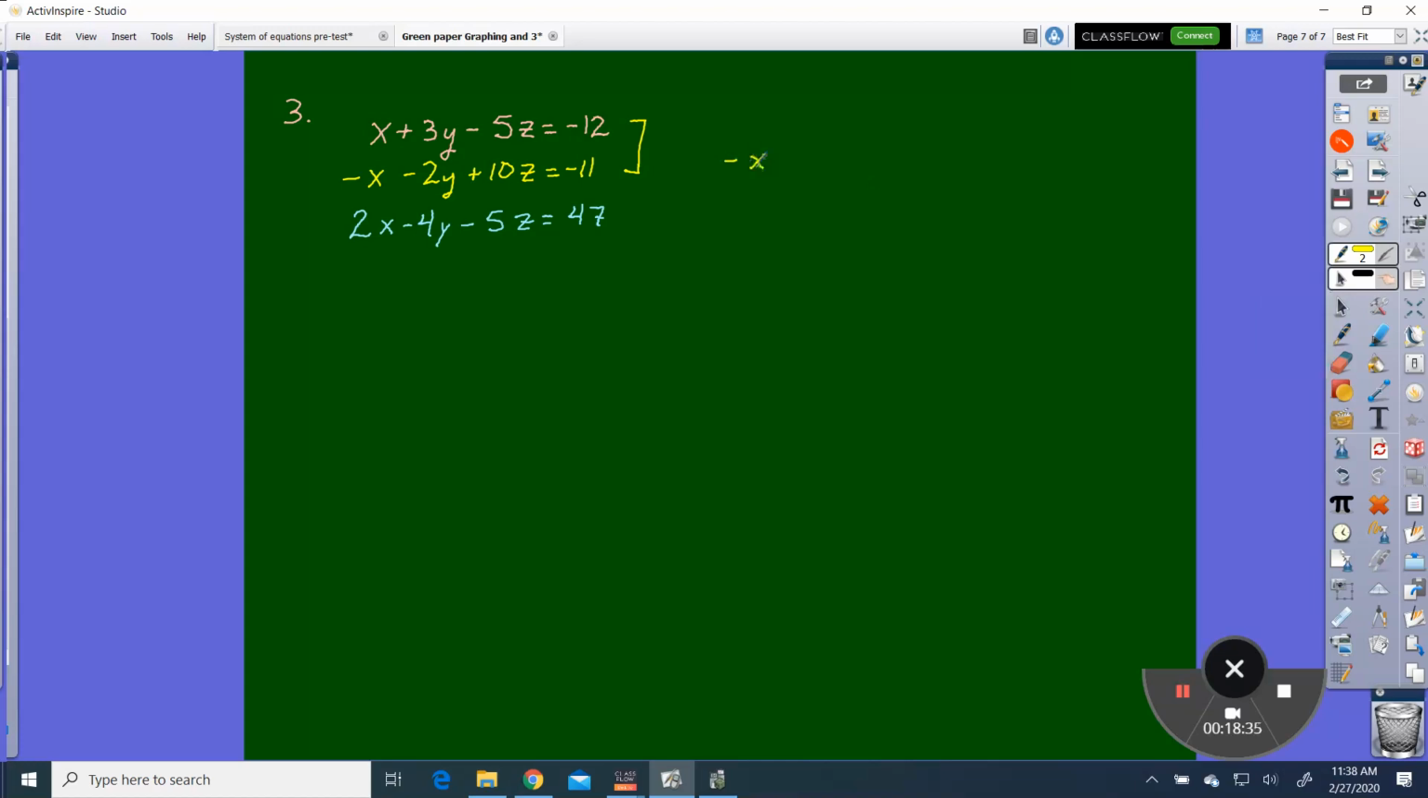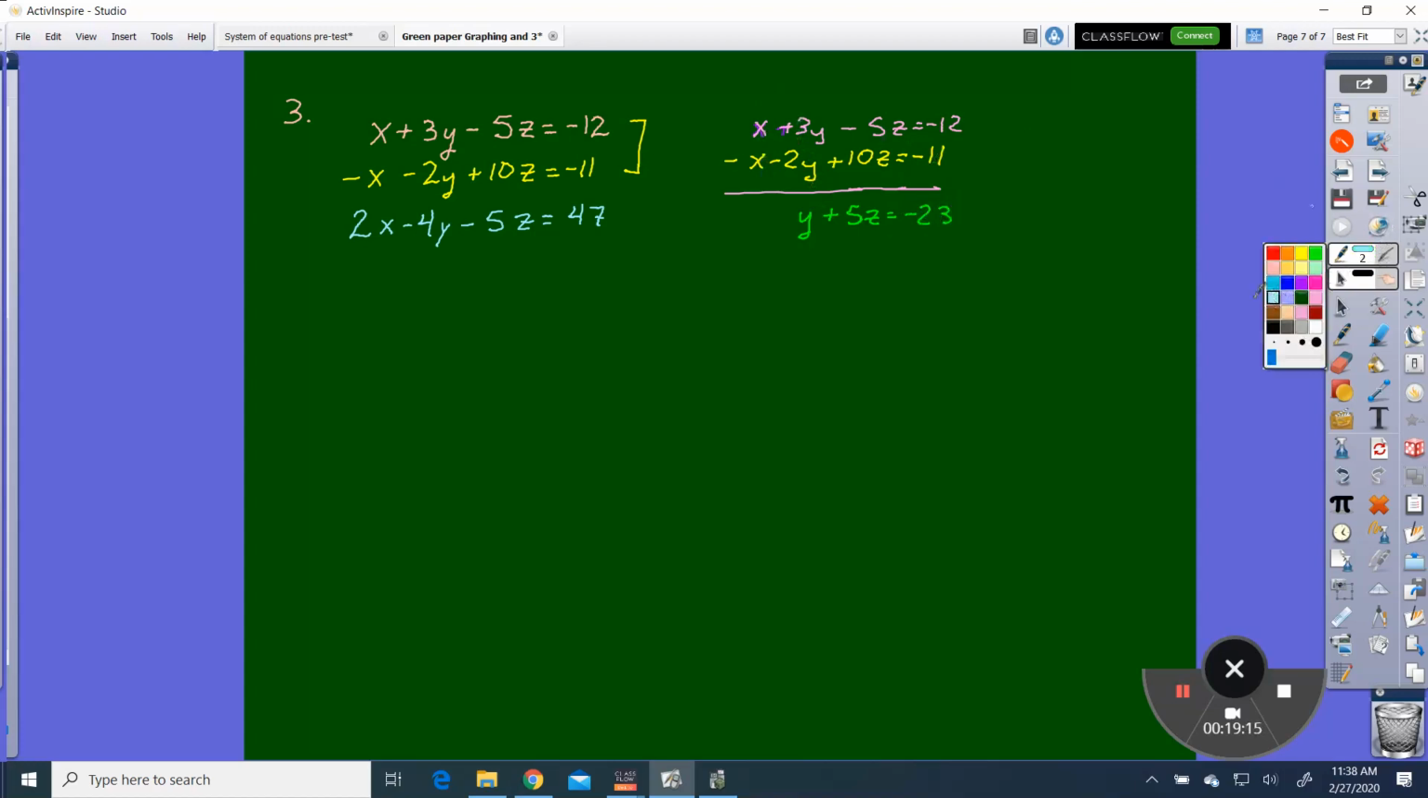So the yellow one is negative x minus 2y plus 10z equals negative 11. And the purple one is x plus 3y minus 5z equals negative 12. So I add those together, and the x's go away. So let's make that light green. 3 minus 2 is 1. 10 minus 5 is 5. And negative 12 and negative 11 make negative 23. So the x's went away.